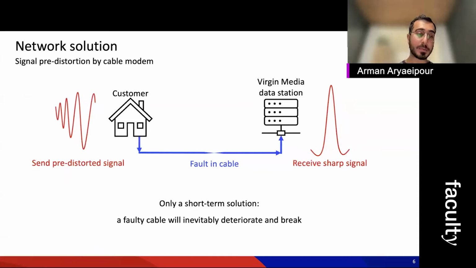Luckily, modern cable modems are extremely smart and know exactly how to pre-distort a signal so that once it passes over a fault, all that is left is a sharp signal that arrives at a data station. Hence, a cable fault can develop, however, the customer will not notice as the service quality stays the same. But this is only a short-term solution, as a faulty cable will inevitably deteriorate and break. Therefore, the challenge is to find faulty cables before they do and a customer loses internet.